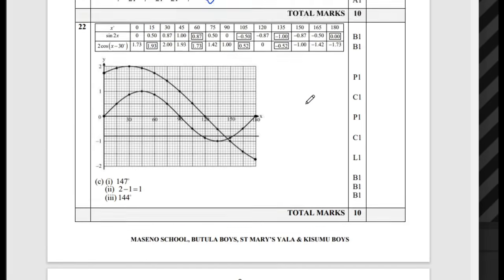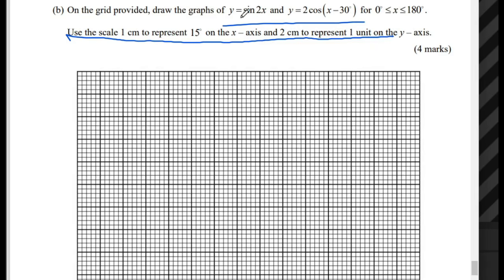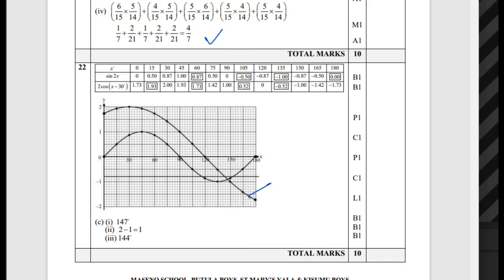Now the table has been filled for us, and the graph has been drawn. Once you draw this graph, make sure, like this one was for y equals sine 2x, that you write that y is equal to sine 2x. Whenever you draw a curve, write the equation it represents there.